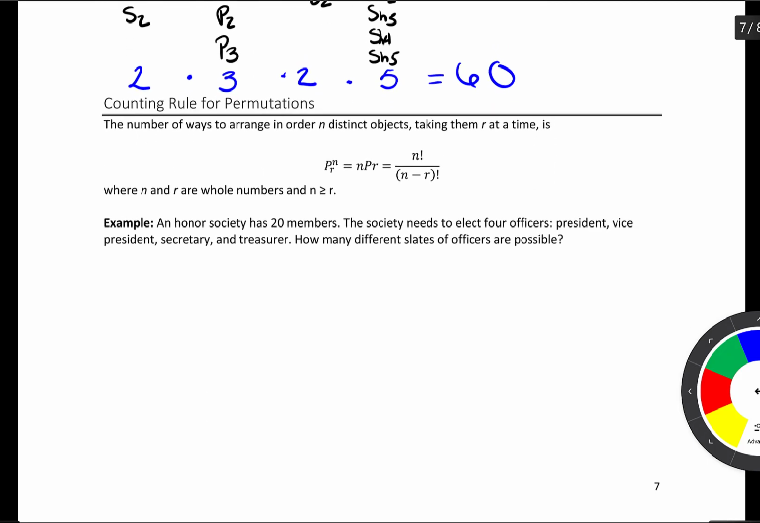There are also counting rules for permutations. This is going to be the number of ways to arrange an order of n distinct objects, taking them r at a time, where n and r are whole numbers, and n has to be greater than r. The big thing here is that order matters.